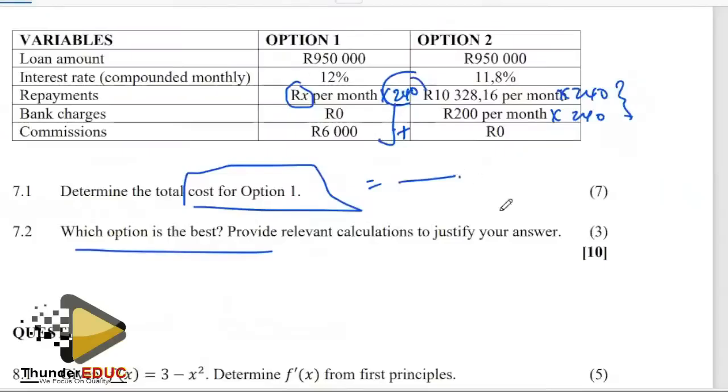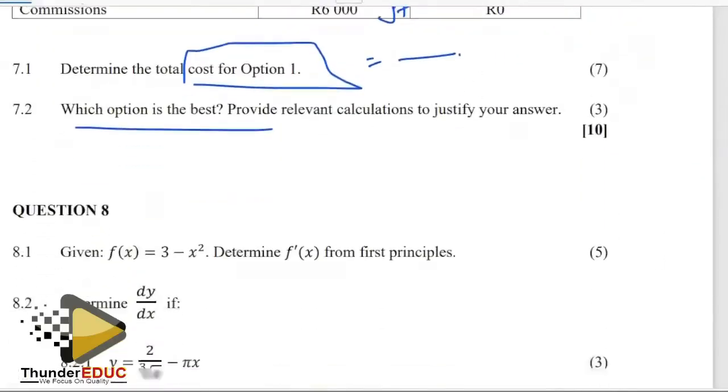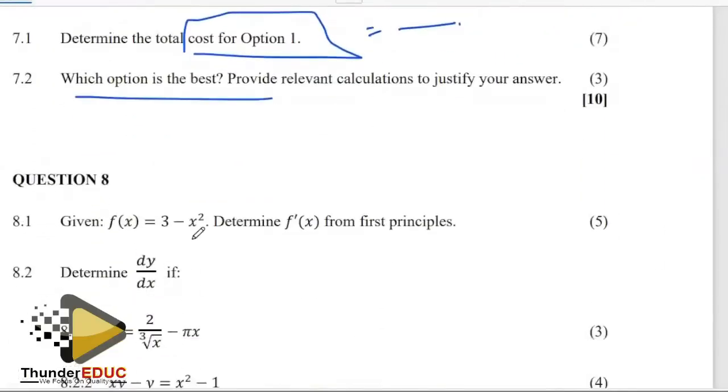All right, so let's see. In this case, they are telling us f of x is 3 minus x squared. Determine f prime. Remember, f prime is different from the f of negative 1.